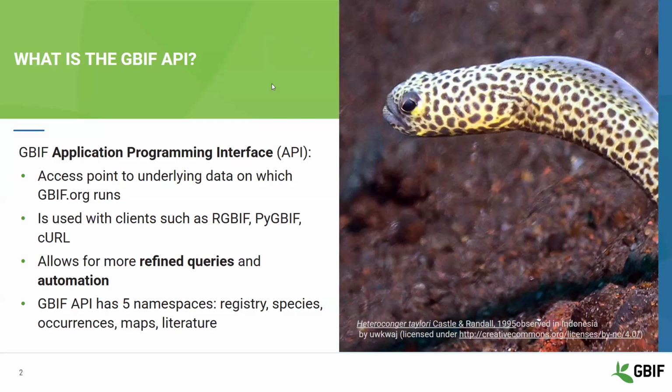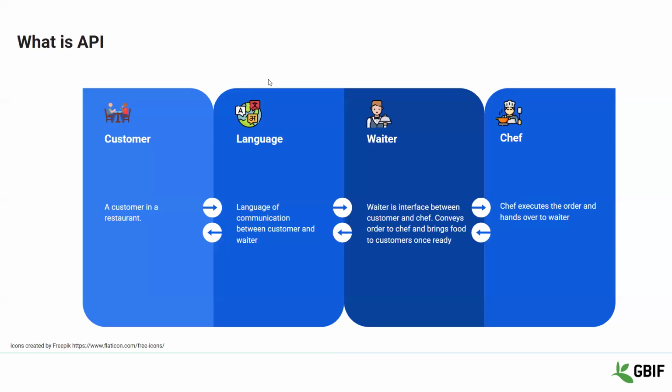GBIF API has 5 different namespaces or entry points. We can access the registry, the species or the taxonomy, the occurrences, maps, and literature. So what exactly is an API? We can imagine it as a totally different scenario.